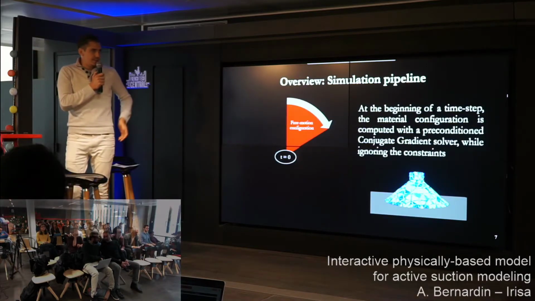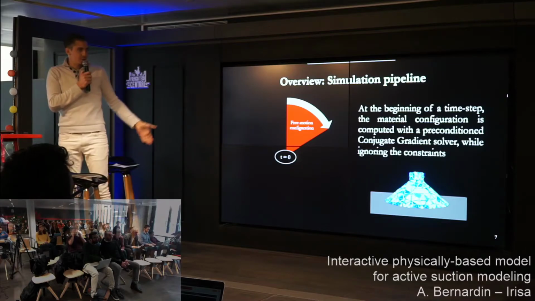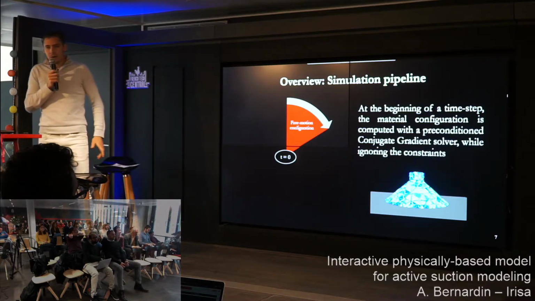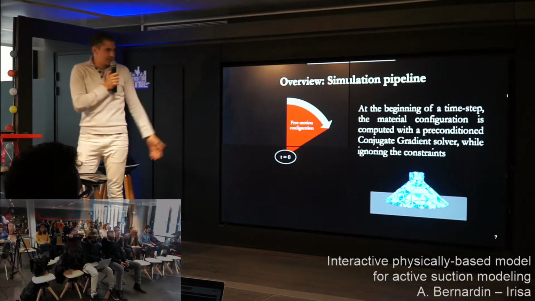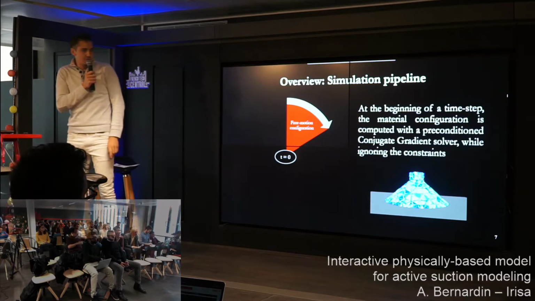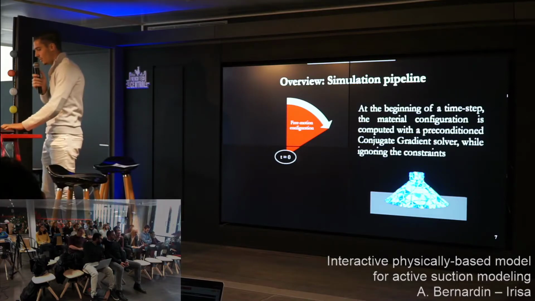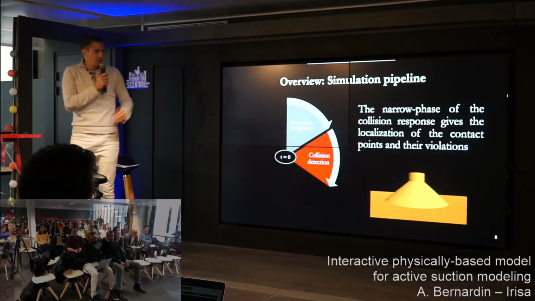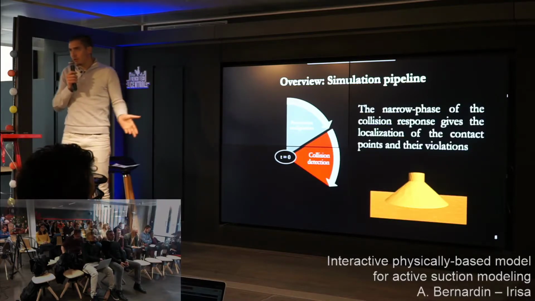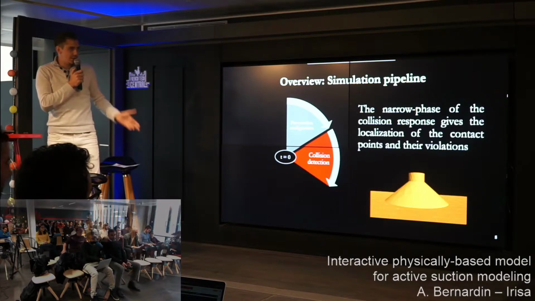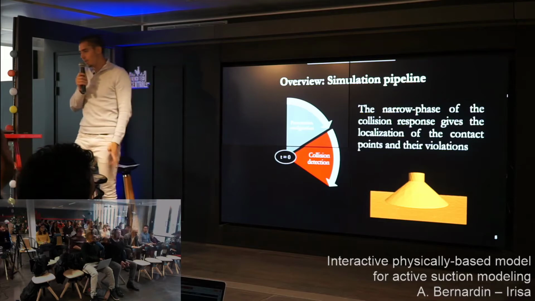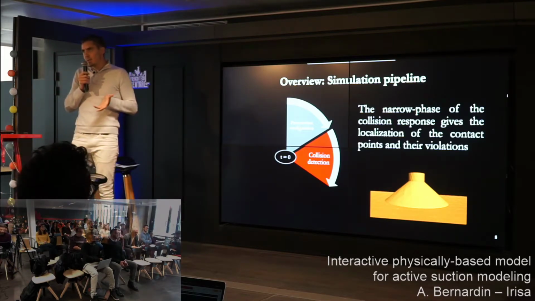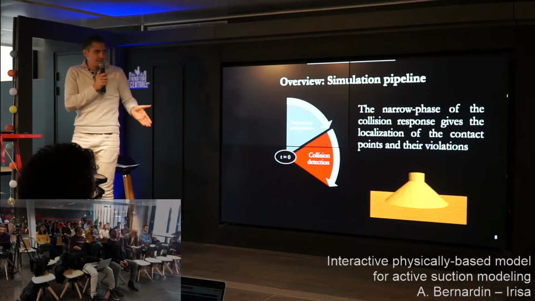At the beginning of the time step, the material configuration is computed. It leads to the free configuration of the suction cup, as you can see on this image, which means the constraints are ignored at first. Then the collision detection stage occurs, and the narrow phase gives us the localization of the contact points plus their violations. In case there is no contact, we simply move to the next time step.